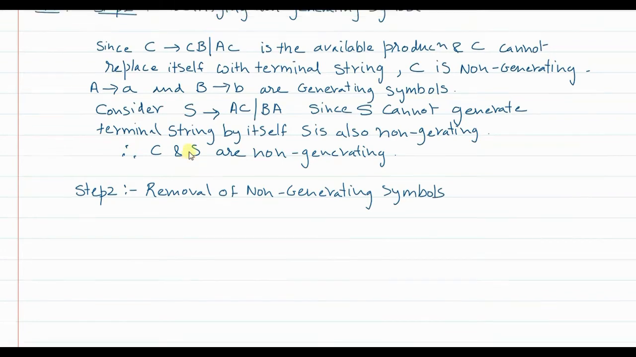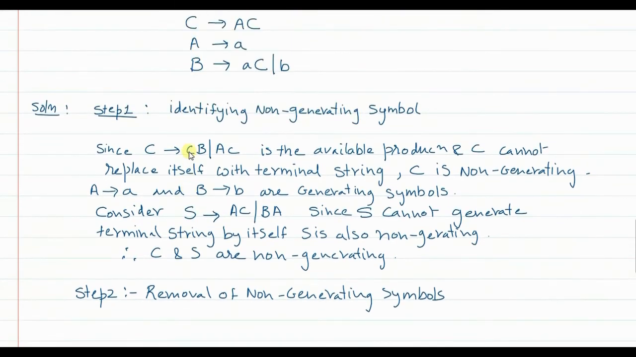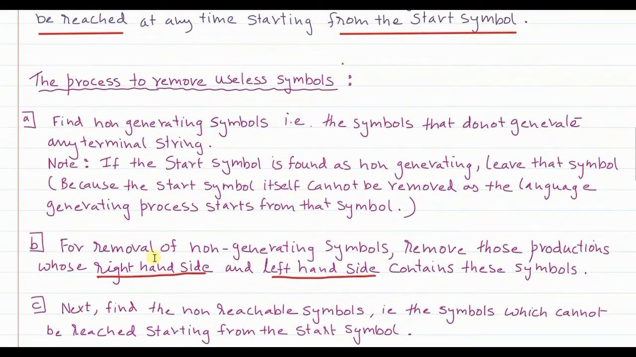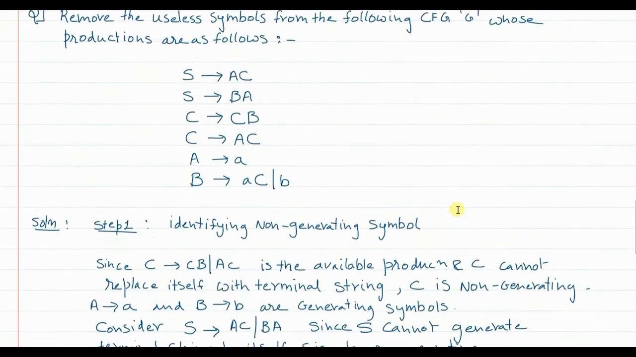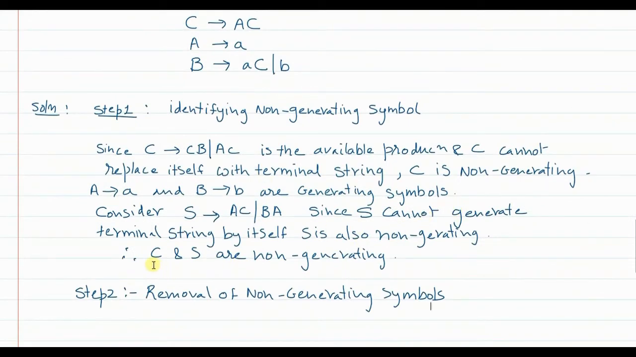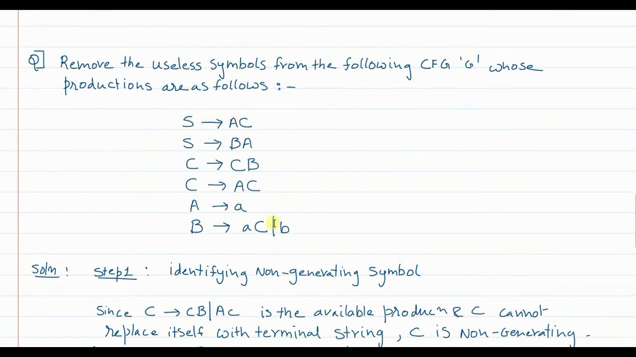Okay, now in step 2 we are going to remove the non-generating symbols. So how to remove the non-generating symbols? The step tells you that for removal of non-generating symbols we are supposed to remove those productions whose right hand side and left hand side, or any one of these, contains these non-generating symbols. So we have already identified that C and S are the two non-generating symbols. So all those productions which contain C will have to be removed.